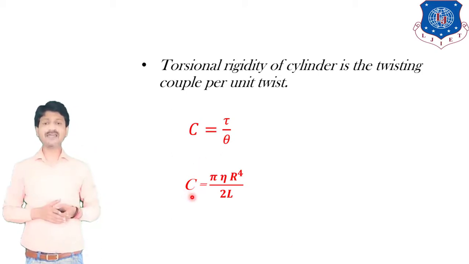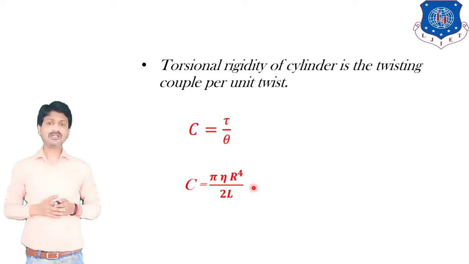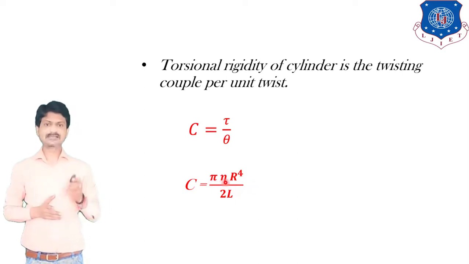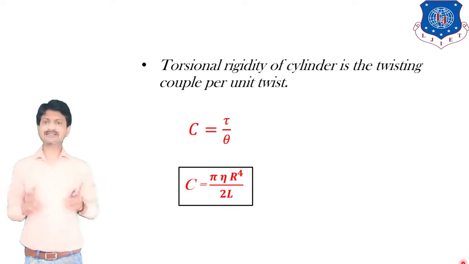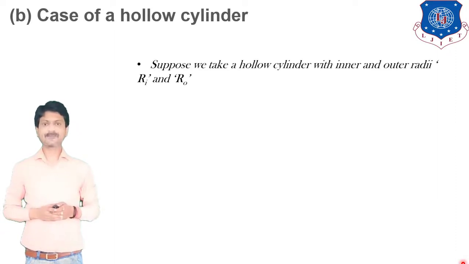Now we have the value of tau. We replace that value of tau in the above equation and we have the final value of torsional rigidity C equals pi eta r raised to 4 by 2L. And this is the torsional rigidity of a solid cylinder. Now, let's discuss the second case, that is the hollow cylinder.